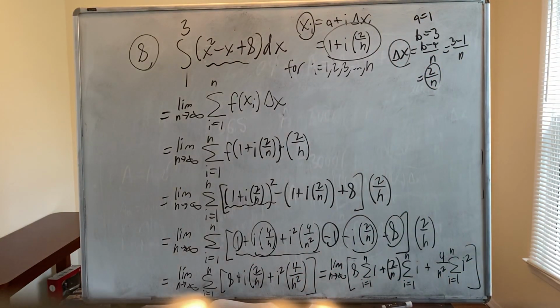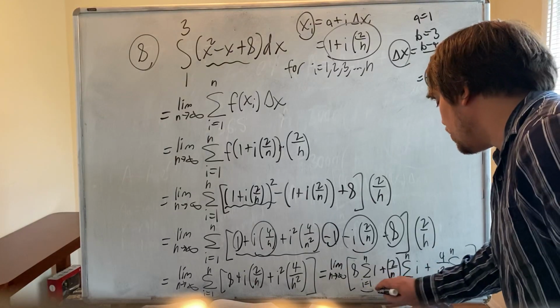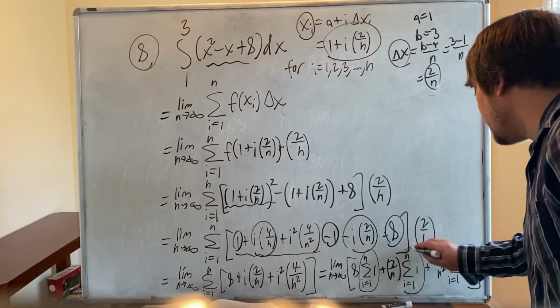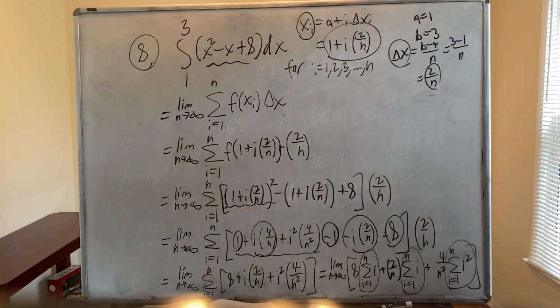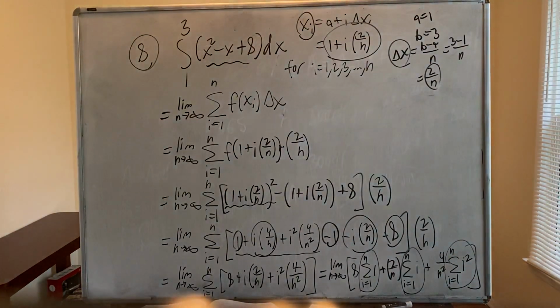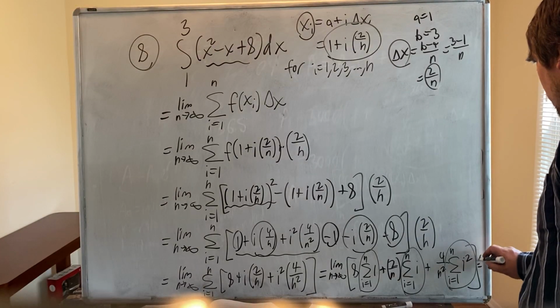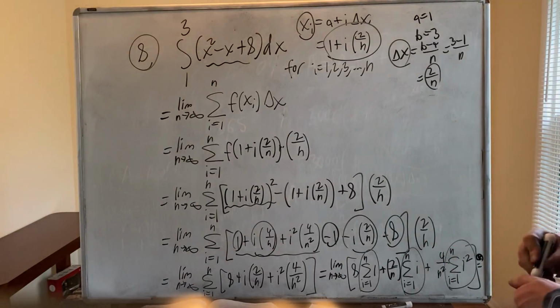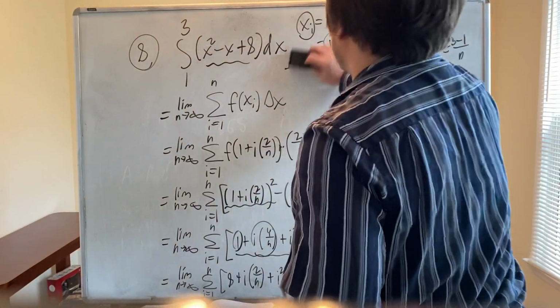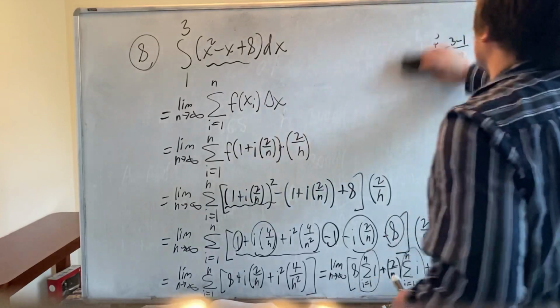Okay, so now what you have to do is substitute the value of that sum, the value of that sum, and the value of that sum in there. And you'll get an expression in n that you can take the limit of. Okay, so this is going to equal, I'll put a star here, because I'm going to continue this over here. Okay, so let's continue that over here.